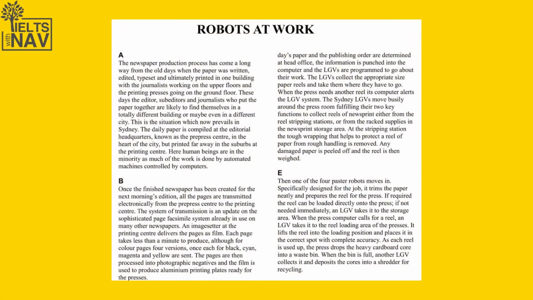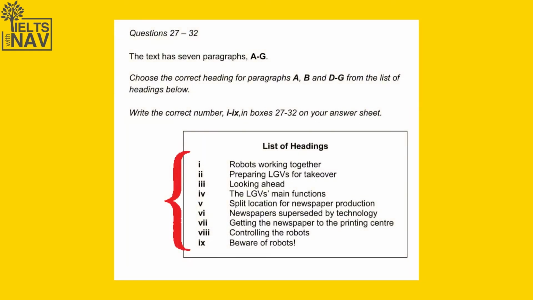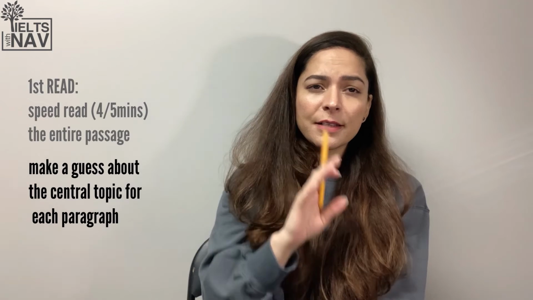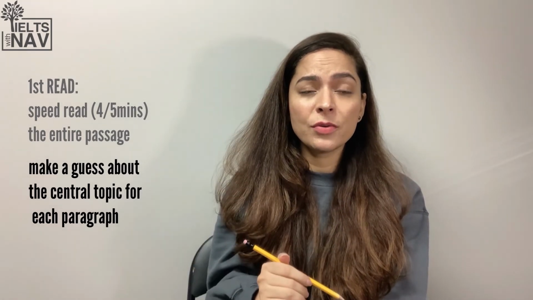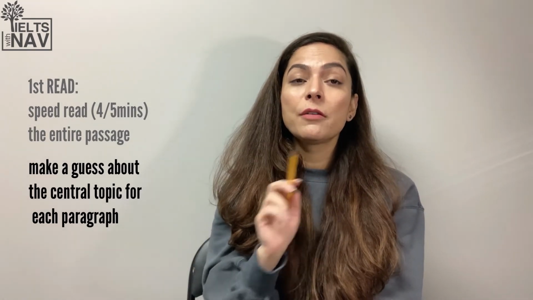Okay, so I've read the topic of my passage, which is Robots at Work. All right, so now I know the text is going to be about robots. I'll very quickly, maybe in like 10 seconds, go through the list of headings. Now, we'll start by reading the first and the last few lines of all of the paragraphs to guess the central idea, and then quickly skim through the entire paragraph to confirm our guess.